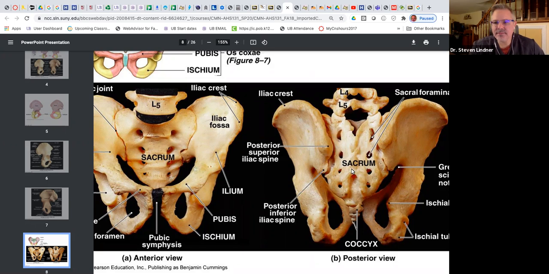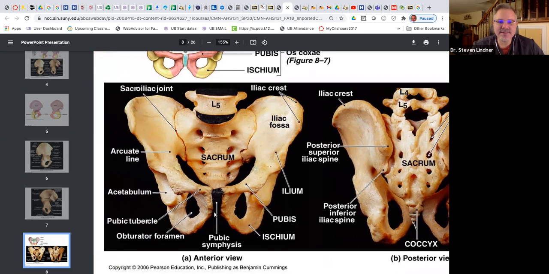Here's your sacrum, S1, 2, 3, and 4. And then here are the coccygeal segments. There's usually 3 to 5. Here's the pubic symphysis. It's kind of like here's a vertebral disc. It's horizontal. Here's another vertebral disc. The pubic symphysis is vertical, but it's made up of the same stuff that a disc is, right? It's fibrocartilage, the strongest cartilage in the body.